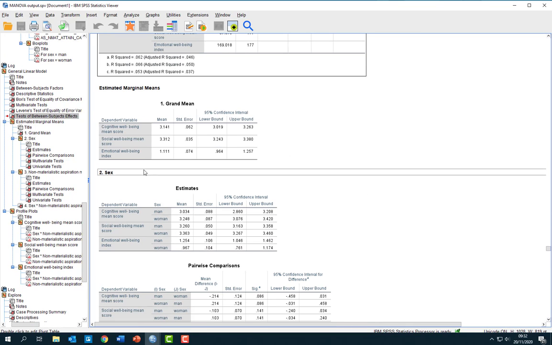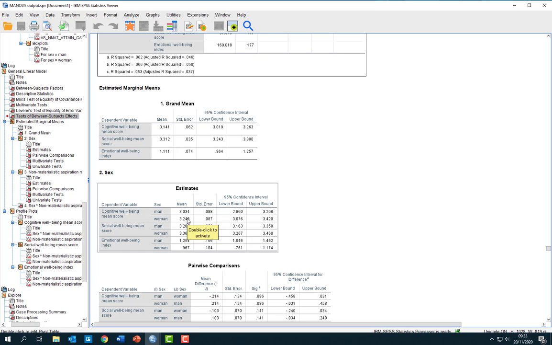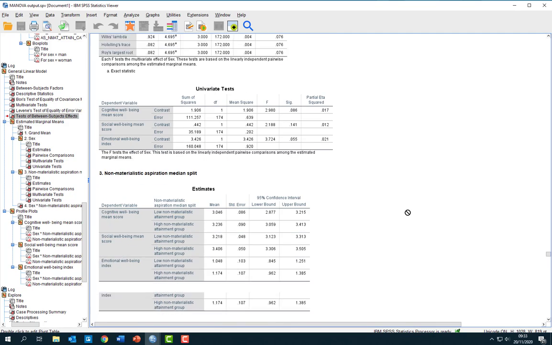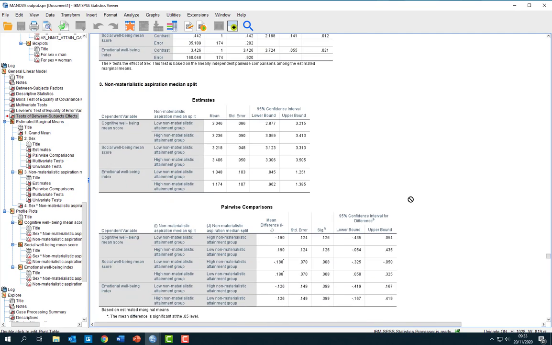It's useful if we look at, say, differences between males and females overall. So we can see, using our estimated marginal means, that for cognitive well-being, females tend to score higher on average. Social well-being, again, females look like they're scoring higher, and for emotional well-being, though, males are looking like they score higher. But they're very close.